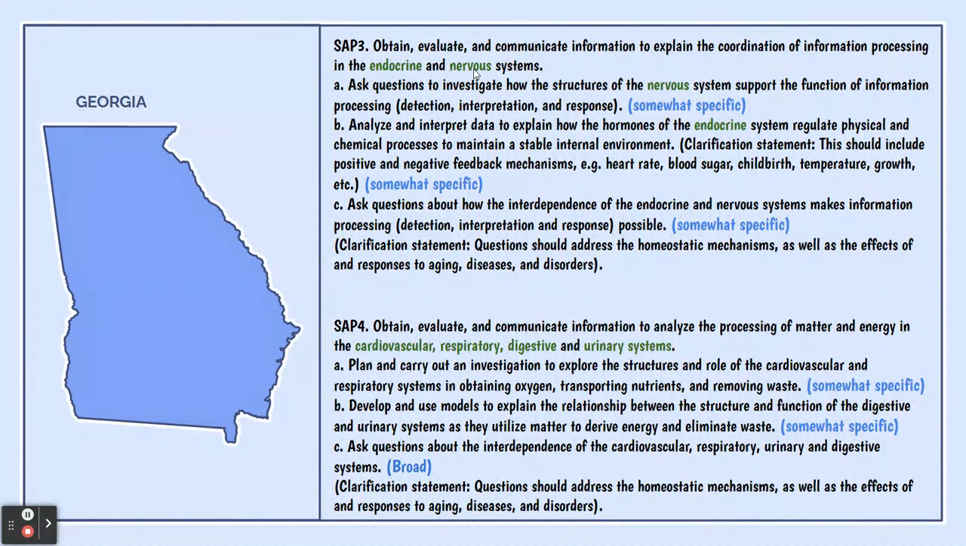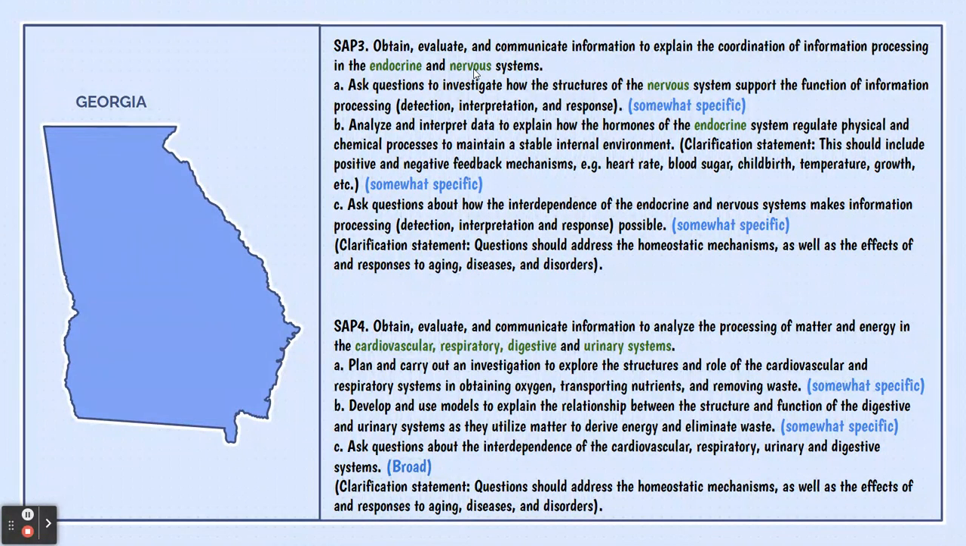And what I like that Georgia added just recently is a clarification statement in some of their sections where they do give some more specifics. Like the students need to be able to know what a negative feedback mechanism or feedback loop is. So go over heart rate, blood sugar, childbirth, temperature, growth. So those are specifics that I cover that in the old standards from 2006, these standards were updated in 2019, were not included. For the fourth standard, this is covering 4 body systems: cardiovascular, respiratory, digestive, and urinary.